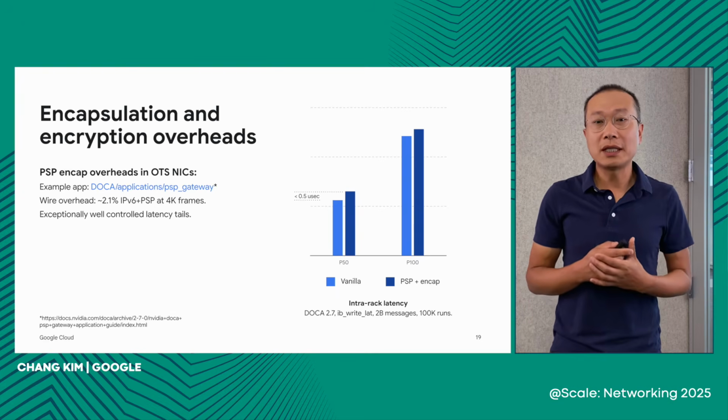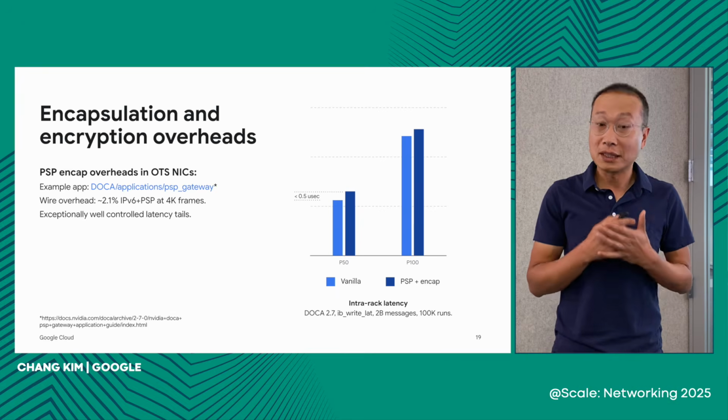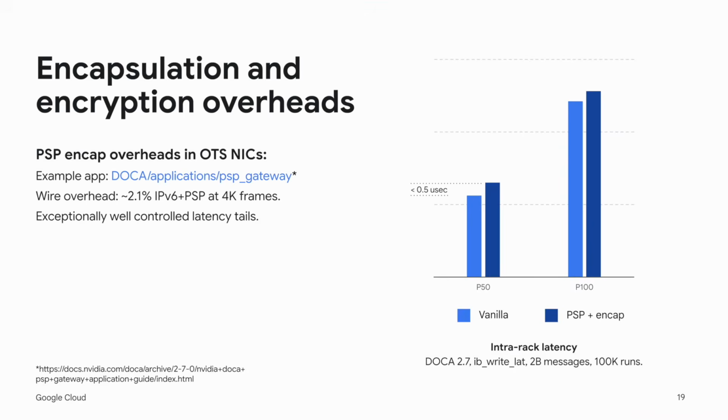But let's look at the latency penalty here, because ML workloads, as we said, are extremely latency sensitive. On your right, we're presenting two bar charts, both showing the intra-rack latency between two GPU NIC endpoints. One is P90 latency, the other is P100, the real absolute tail latency. The dark blue bar shows the latency with our encapsulation, and the light blue bar shows the latency without our encapsulation.